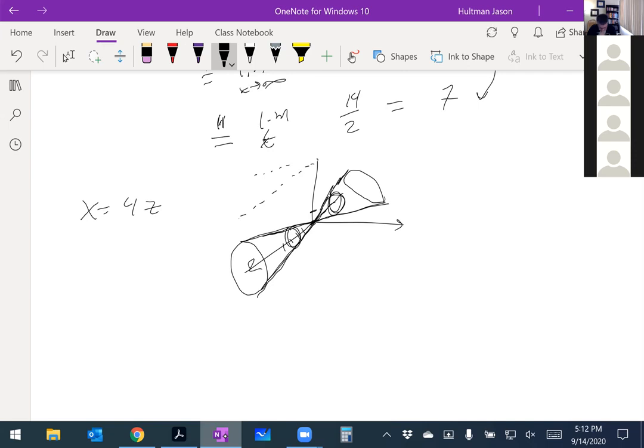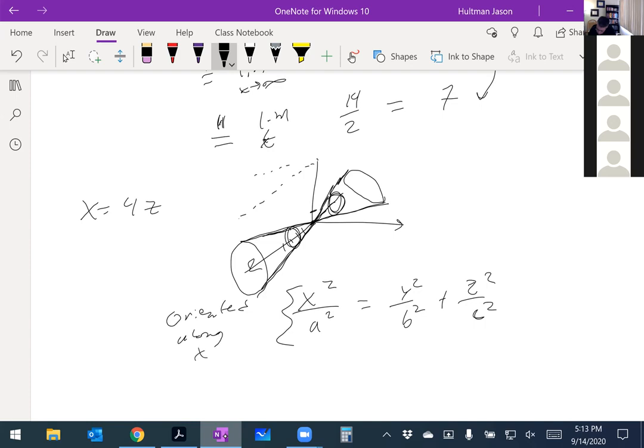What do we get? Well, we get a cone oriented along the x-axis. So what's a cone oriented along the x-axis look like? Well, it's x squared over a squared plus y squared over b squared plus z squared over c squared. If you go back to the book and look at all those different equations of cones, whatever axis it's oriented along, that's what's in front here. This is oriented along the x-axis. That's the axis of rotation.